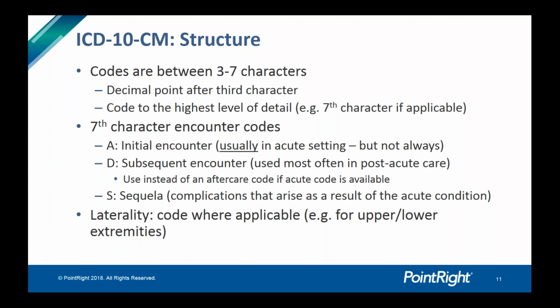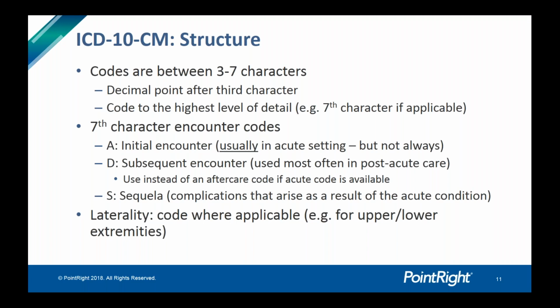Now, this is a little bit of a different perspective from how we used to code in ICD-9, and for several years in ICD-10, we're used to using aftercare codes for a lot of conditions. Technically speaking, for an injury, what you code is a subsequent encounter rather than an aftercare code. And then there's sequela. The letter S is sequela. That's other complications that might arise as a result of an acute condition. Scar tissue buildup from a previous condition, for example, might be a sequela of another acute condition.